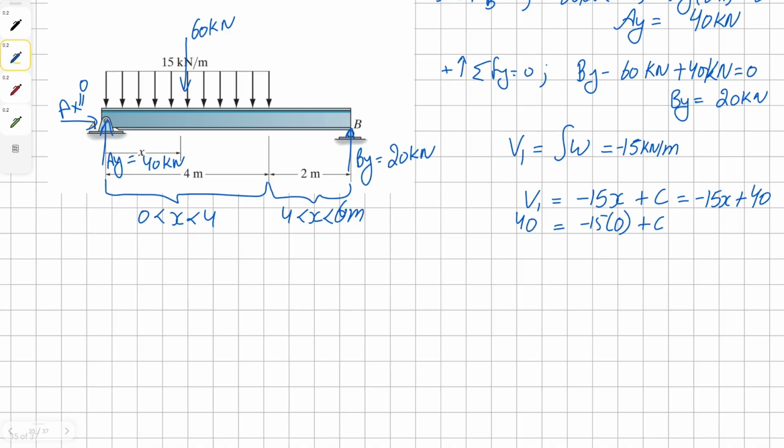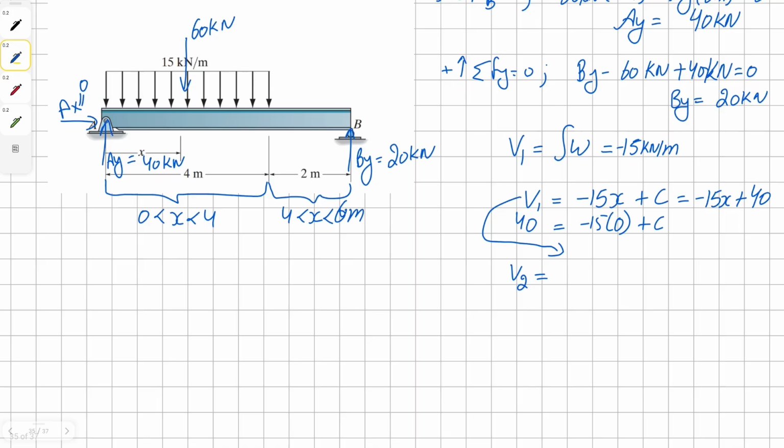Now for the second region, we know our distributed load is 0. So therefore, whatever value we have at 4 is our shear. So in this case, we know that we'll have to use the equation from shear, value of the region 1 for the shear to solve this equation.